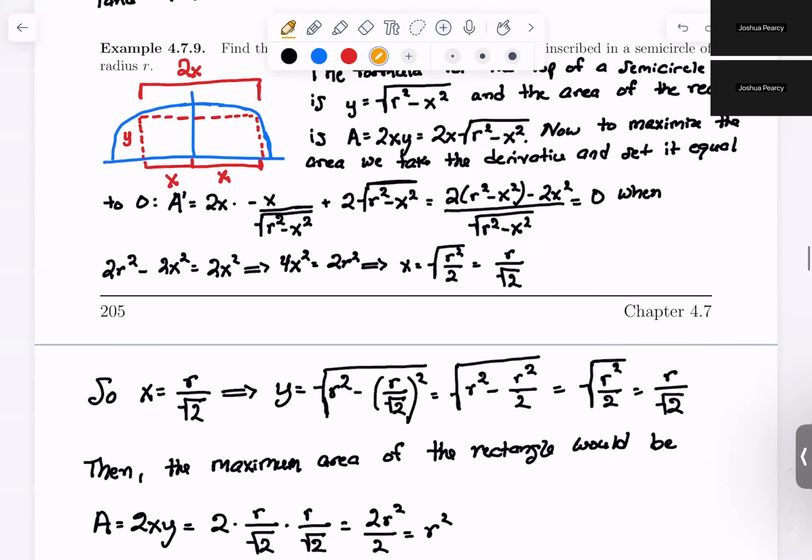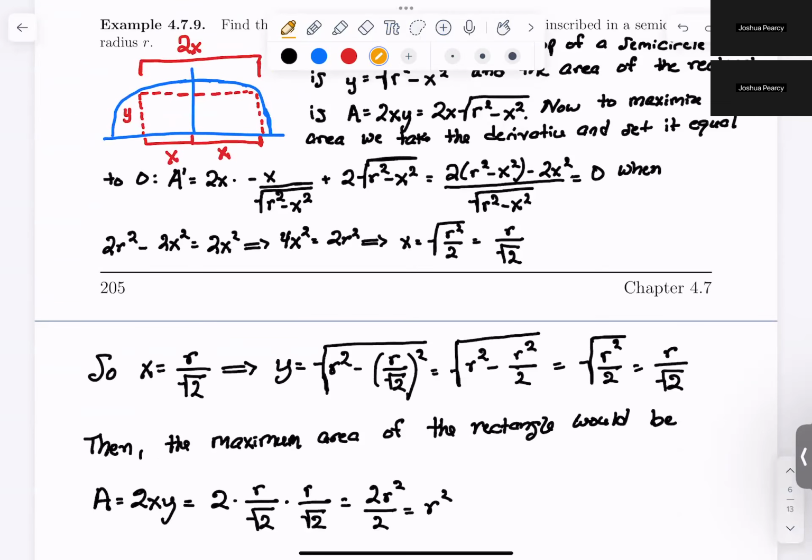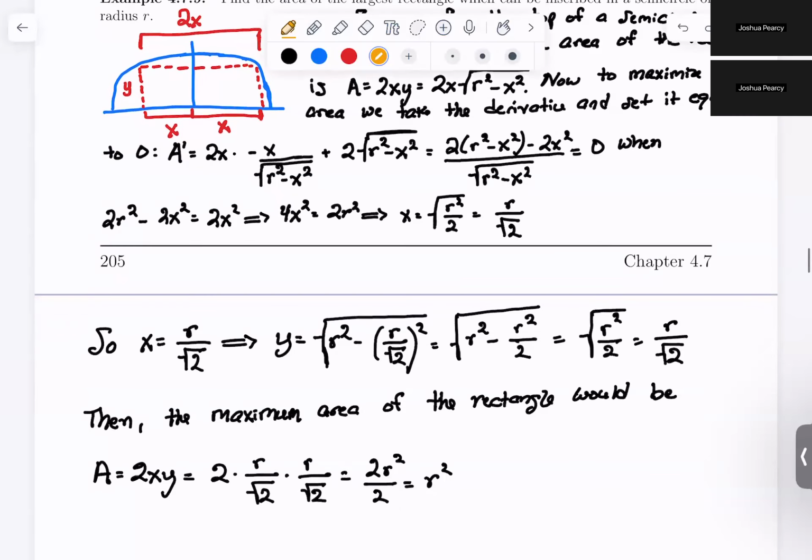When we set this equal to 0, this happens when just the numerator is equal to 0, right? So when 2r squared minus 2x squared equals 0, I add the 2x squared over, I get 4x squared equals 2r squared. I solve for x, and I end up getting that x is equal to the square root of r squared over 2. But I can simplify that because the square root of r squared is r. So I'm left with r over the square root of 2 for x. So now I know what x is.